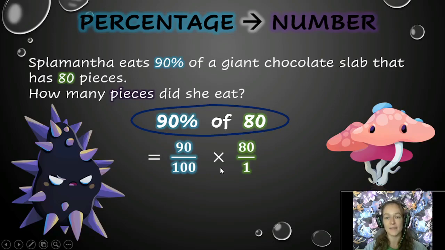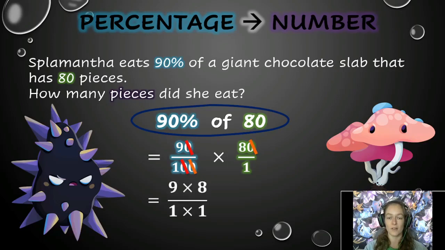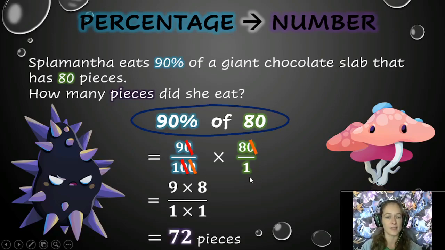Of means times, and of course representing 80 as 80 over 1 as a fraction is going to make this something we can work with without a calculator. Now divide by 10 on the top and bottom to get rid of your zeros. It's not just crossing out zeros, you're dividing by 10 on the top and the bottom. And now you have 9 times 8, which is 72 pieces.